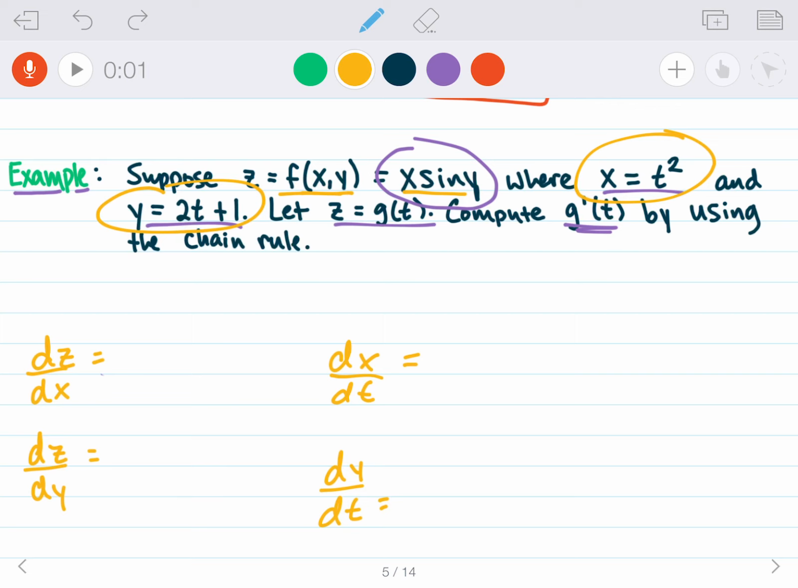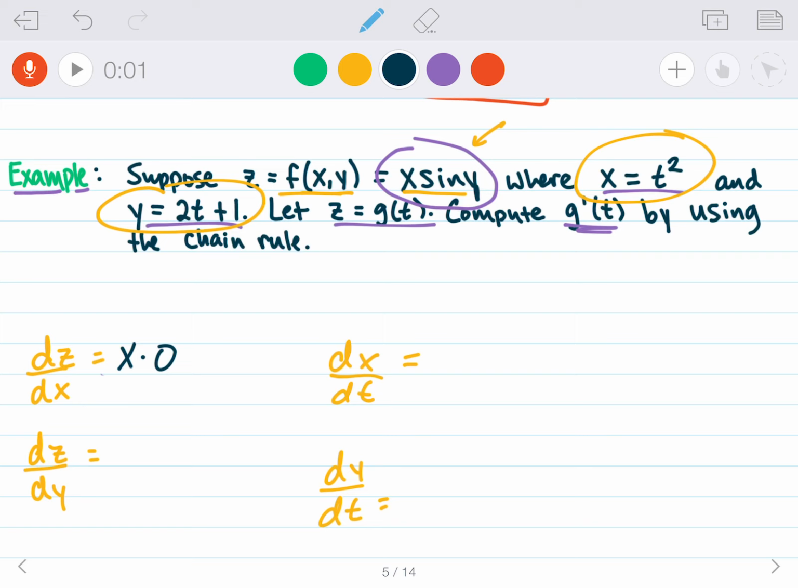Alright, so dz dx, the derivative of z with respect to x, I have to use a chain rule. So keep the first times the derivative of sine of y. Well, the derivative of sine of y, since it's just in terms of y, is 0, because we're treating y like it's a constant number. Sine of a constant number is a number.